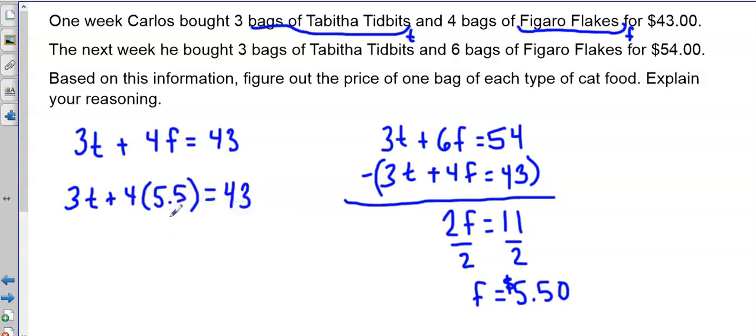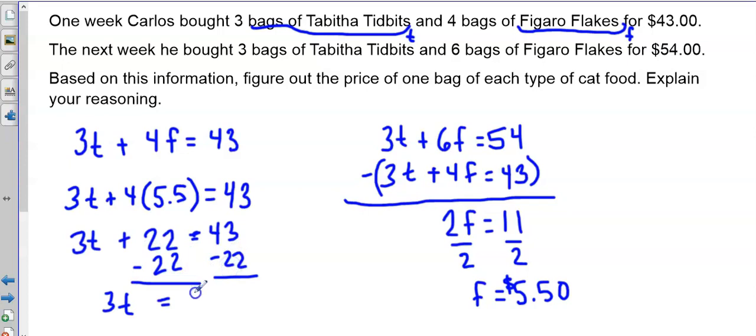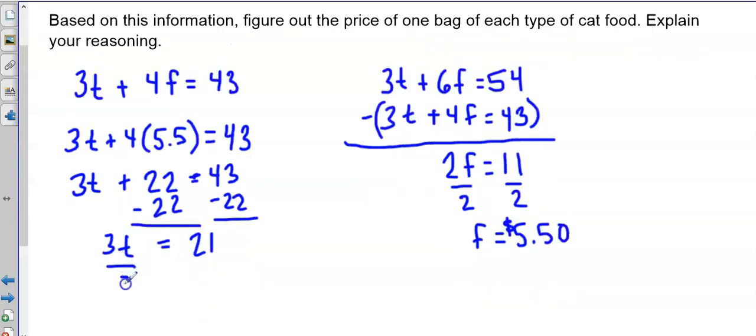Well, 4 times 5.5 is 22. When I subtract 22 on both sides of the equation, I get 21. When I divide by 3 on both sides of the equation, I get 7. That means that Tabitha Tidbits, 1 bag, will cost $7.